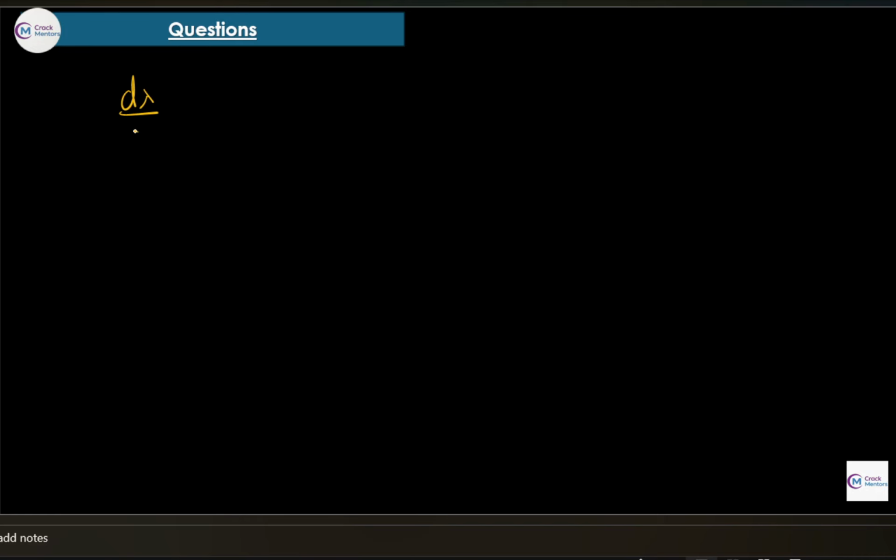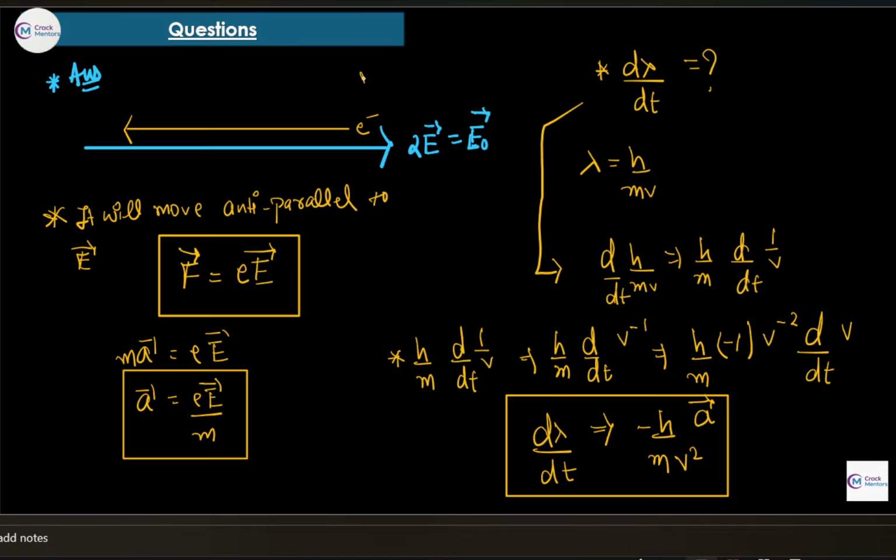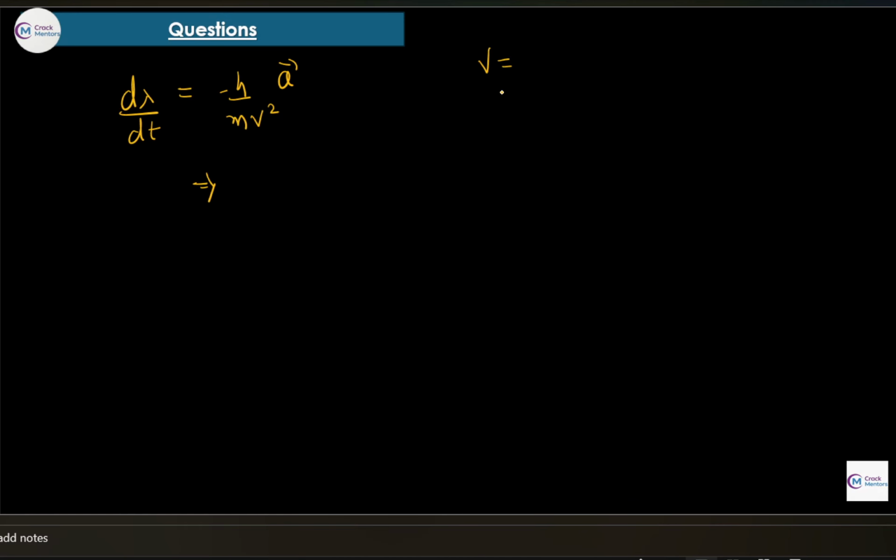d lambda upon dt is equal to minus h upon m v square into acceleration. Now, sir, what is the acceleration? Before putting the acceleration, I want to know what is the final velocity which it attains. Why does it attain a final velocity? Because it is first of all at rest in the first case scenario, and if it is accelerating, then it may attain some final velocity as well. And that final velocity is dependent directly upon time.